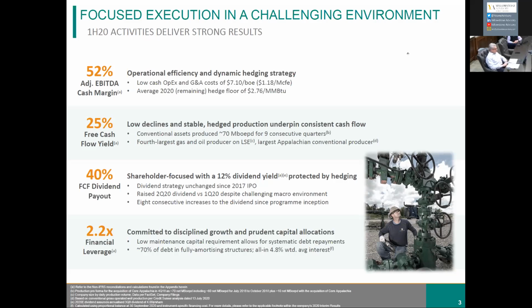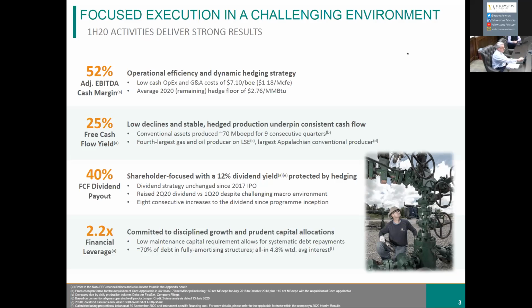Most of these E&P companies have been content on kicking the can down the road, hoping that things get better, bullet maturities on high yield, but they just never get it paid back. And so we're in a position where we have a lot of cash flow, we're generating a lot of cash flow, and we're going to pay it back as we go.